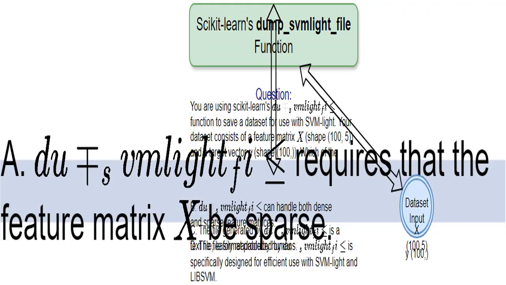This statement claims that the input matrix must be sparse. A sparse matrix has mostly 0 values. We need to check if that's true. This statement says the function works with both dense, lots of non-zero values, and sparse matrices. Let's see if this is correct.